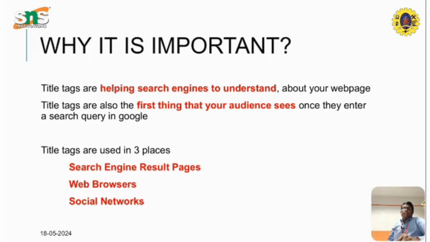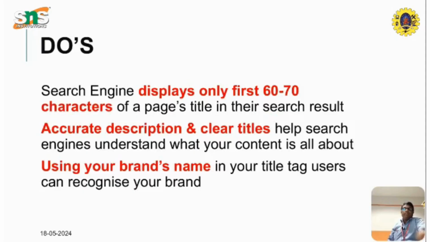Why should we have the tags? To specify what will appear where. That's the idea, what will appear where in a web page. Now there are some rules, some do's and don'ts in using these tags. Generally, search engines display only the first 60 to 70 characters, alphabets, numerals, or alphanumerical characters of a page title in their search results. So it's very important not to give very long titles for our pages.